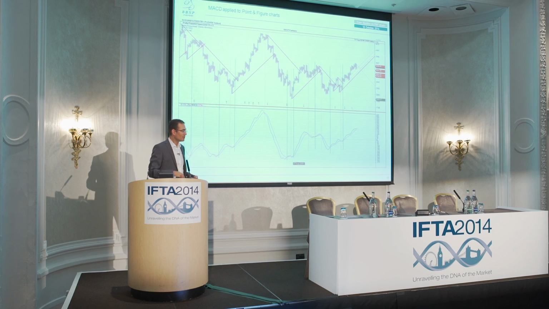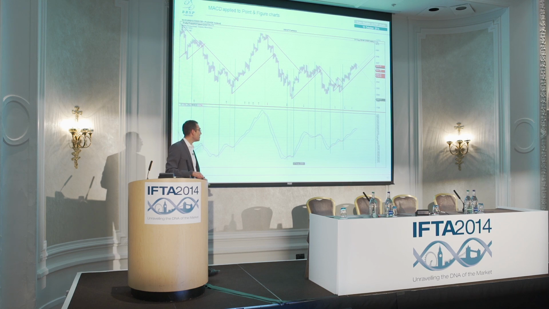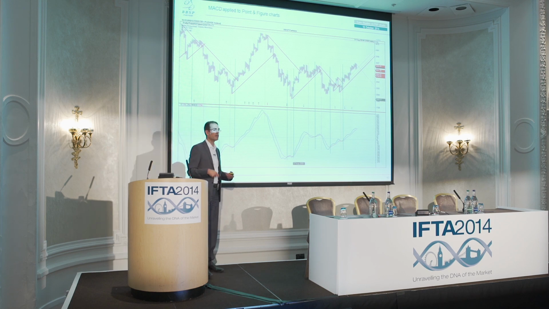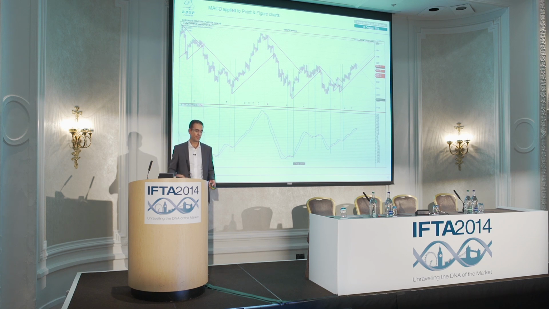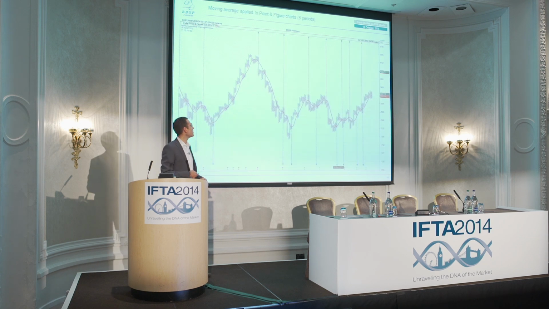The other way, what is more reactive than these trend lines is MACD. So you can plot an MACD on a point and figure chart. It's possible to do that. Sometimes the signal will be better than on trend lines, sometimes not, it depends. You can also use moving averages.